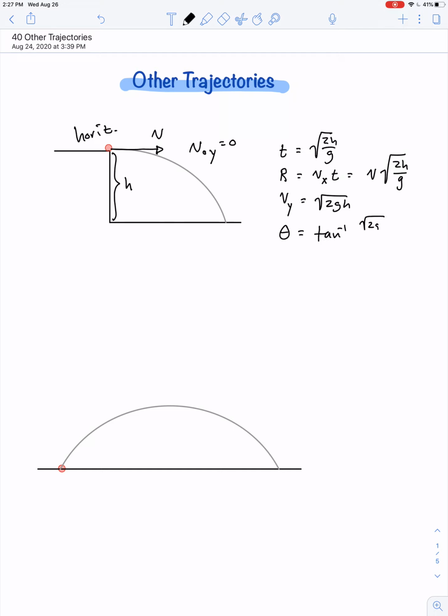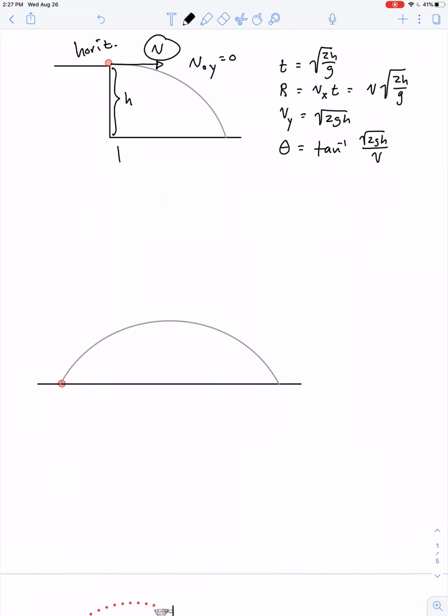tangent of the square root of 2gh divided by v, where here v really, we could call it vx, but we're just implying v is the given initial velocity and it happens to be in the x direction. Okay, so that's our half parabolic trajectories.